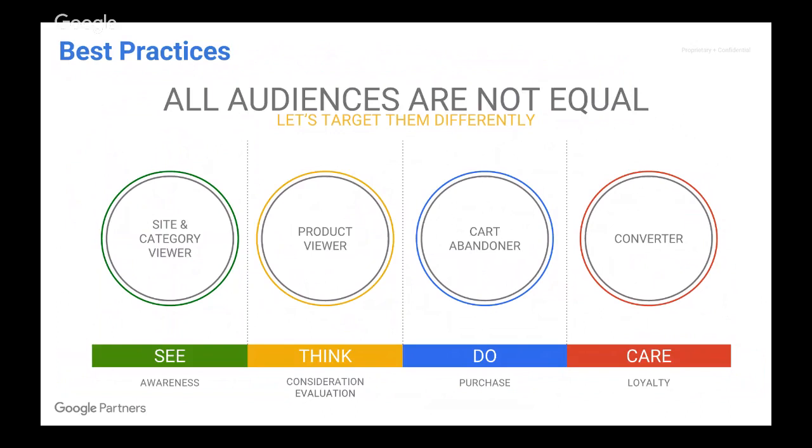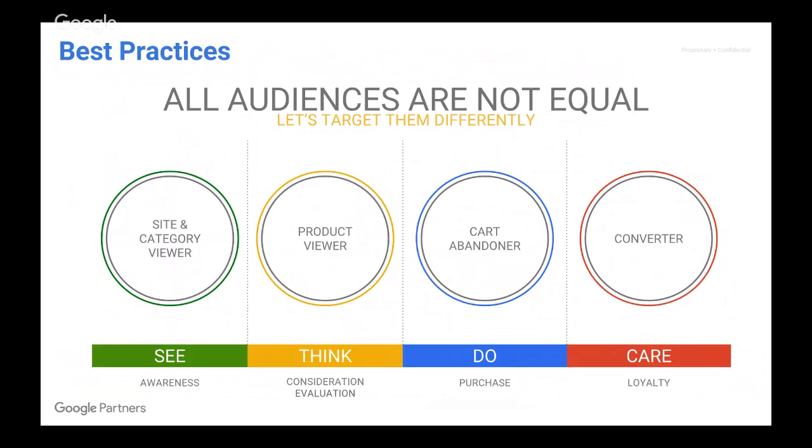The think part, about consideration and evaluation, is really having someone make the decision and choose your client rather than another one. The do section is doing the action, so either purchasing a product, booking a trip, or registering for a formation. So there can be very different objectives. And the last one is really to drive loyalty. Once someone has bought on a website, you will want to make sure they come back and buy again. So that's what we have in the care section.